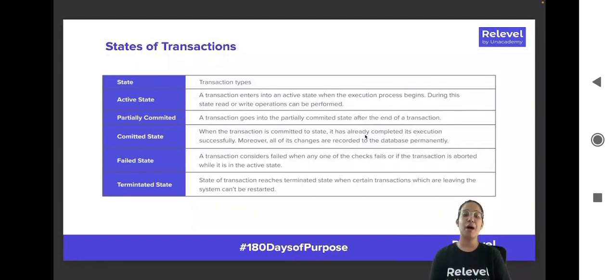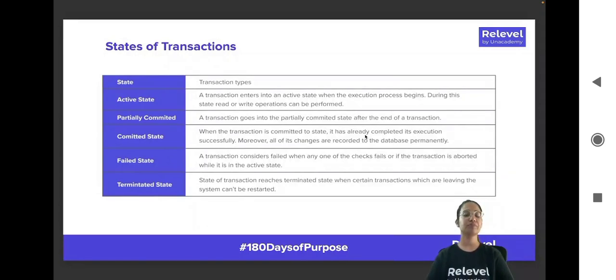Next, we have the partially committed state. A transaction goes into a partially committed state once all the low-level tasks of a transaction are completed. After that, we go into the committed state. When a transaction is in committed state, it has completed all its execution successfully. Moreover, all the changes in the records to the database are permanent as well. We'll talk more in detail later about the exact differences between partially committed and committed. For the time being, let's just go through the definition and understand the idea.